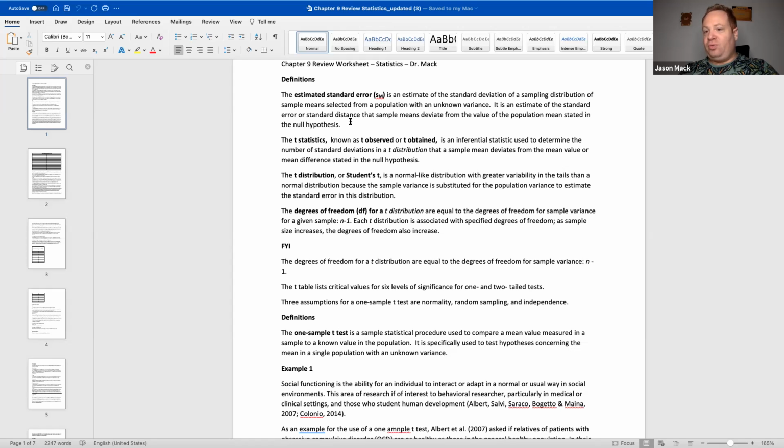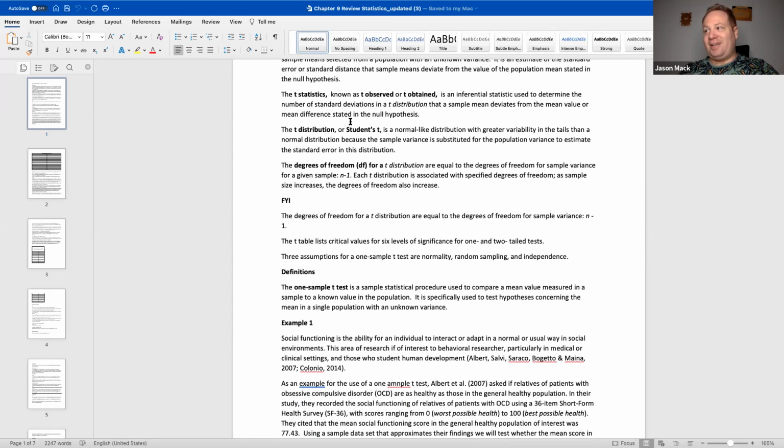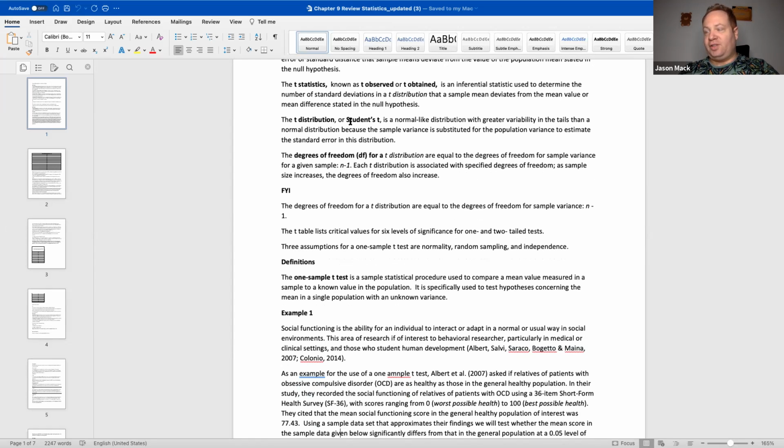The t-table, which is like your unit normal table, lists critical values for 6 levels of significance for 1- and 2-tailed tests. Three assumptions for a 1-sample t-test are normality, random sampling, and independence. Some definitions. The 1-sample t-test is a statistical procedure used to compare a mean value measured in a sample to a known value in a population. It is specifically used to test hypotheses concerning the mean in a single population with an unknown variance.